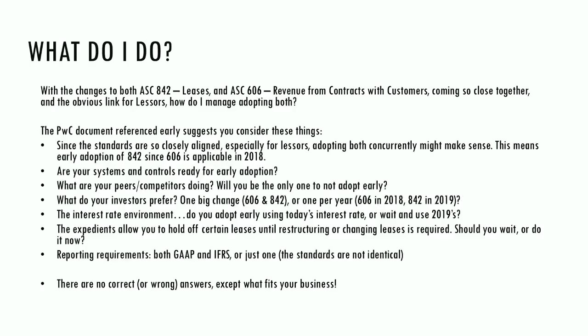The expedients allow you to hold off on certain leases and lease classes until there's a requirement to restructure them or to actually change them. Should you wait until that time and restructure years down the road, or should you do it now when you adopt initially? Do you have to report under both GAAP and IFRS, or just one? The standards are not identical, so make sure that you're researching the one that you have to adopt to. If you have to report under both as a multinational company, make sure that you understand what the differences are.